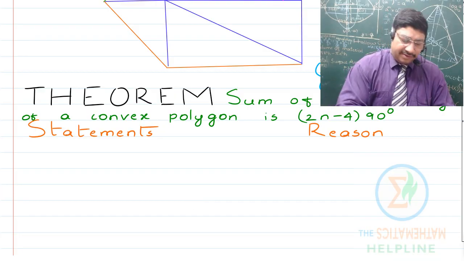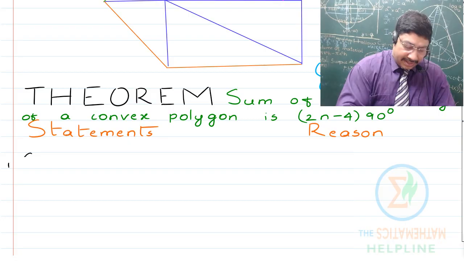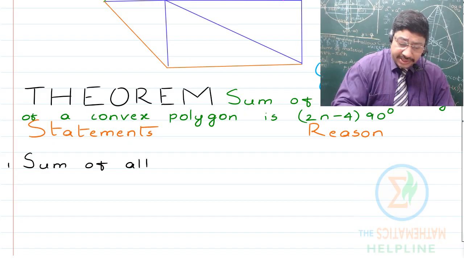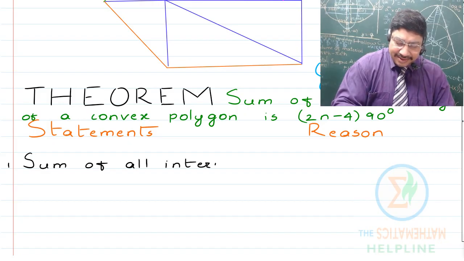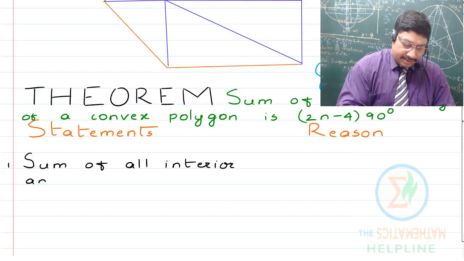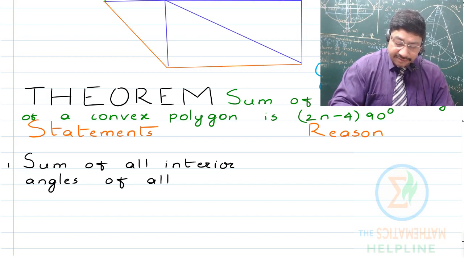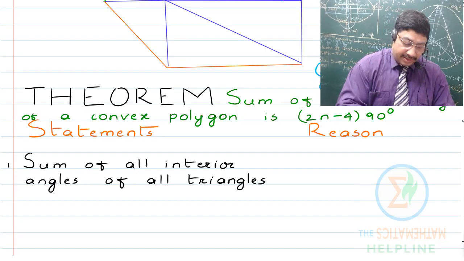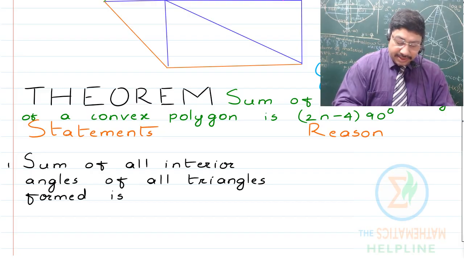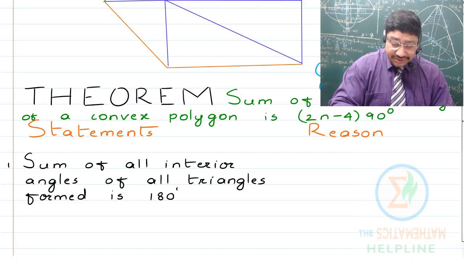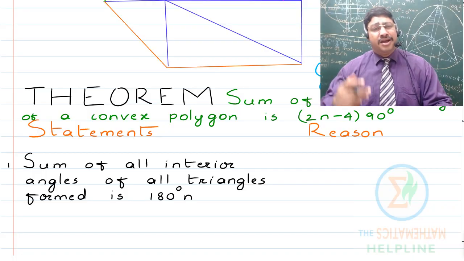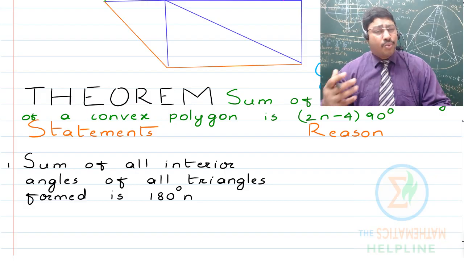Thus we now have our first statement. We will say that the sum of all interior angles of all triangles formed, now you know that there are n triangles formed, is 180 degrees multiplied by n. That is because one has 180 degrees, so obviously n will have 180 into n degrees.